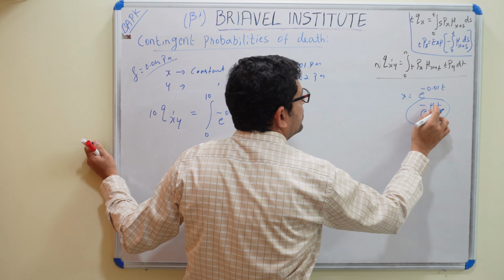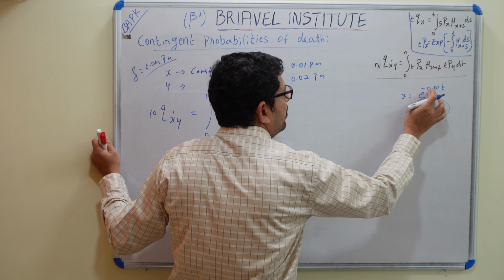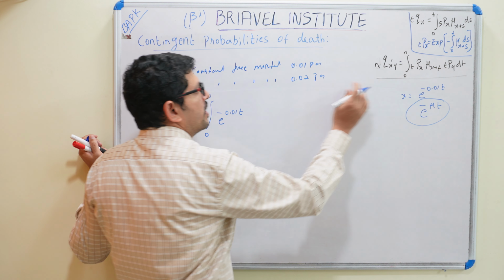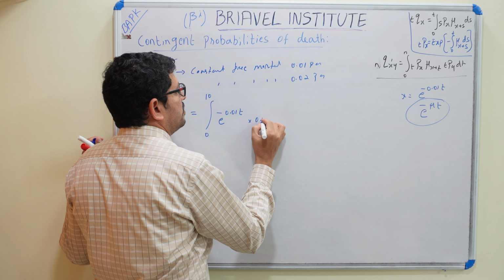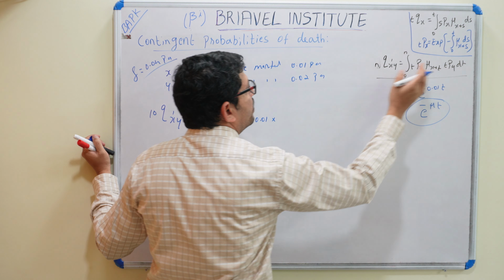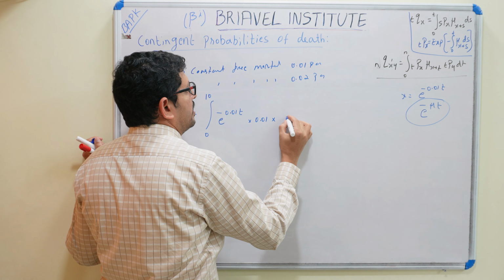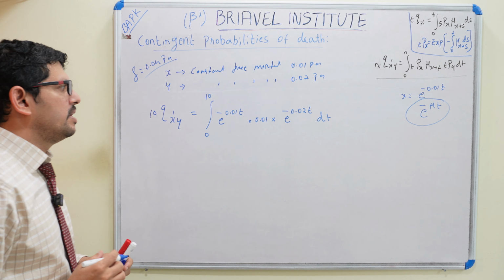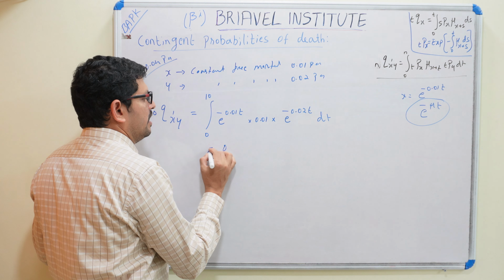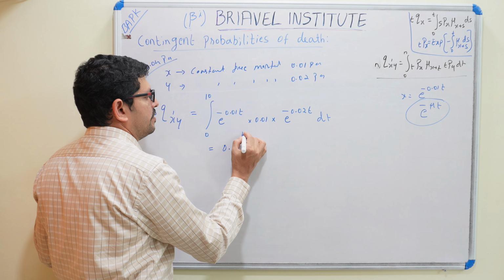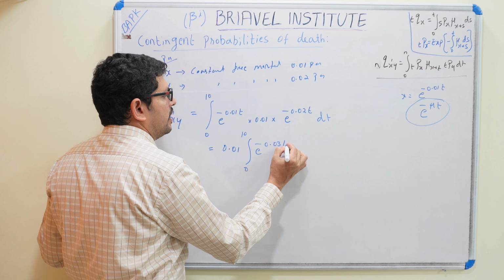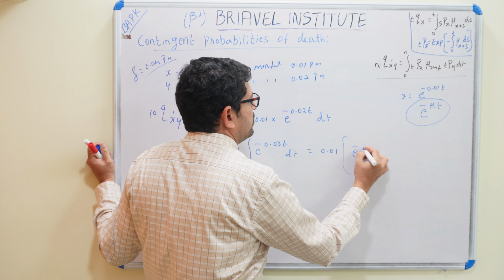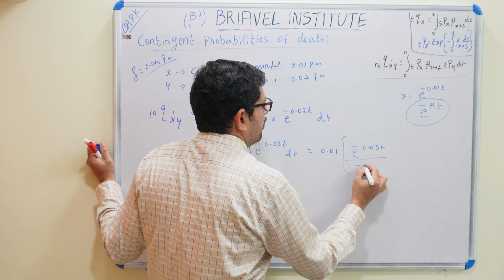Here μ is the constant force of mortality of X, which is 0.01. The same formula is applied here, and for μ(x+t) it is also 0.01. And tpy is e raised to minus 0.02t. We are integrating with respect to dt. So we can write this as 0.01 times the integral from 0 to 10 of e raised to minus 0.03t dt. So it will be 0.01 times e raised to minus 0.03t divided by minus 0.03.